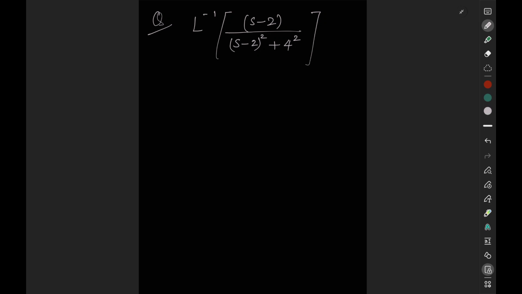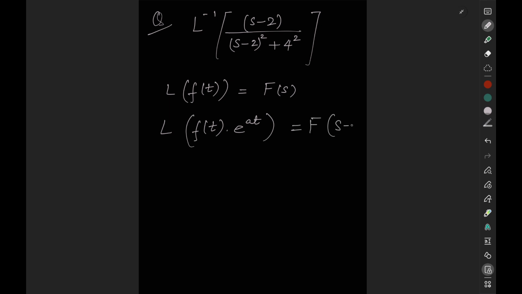Now let's see the Laplace inverse of those expressions that come from the first shifting theorem. So what does the first shifting theorem say? Let's revise. It says that if the Laplace of f of t is F of s, then the Laplace of function f of t multiplied by e to the power at will become F of s minus a. We simply replace s with s minus a.